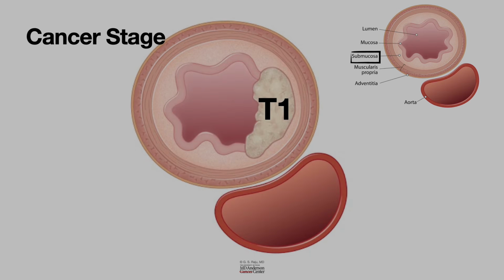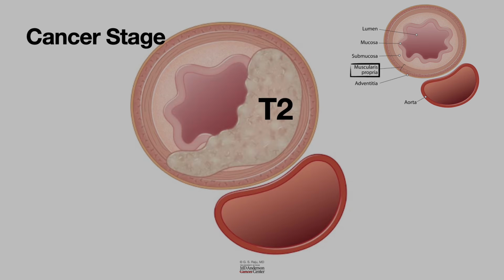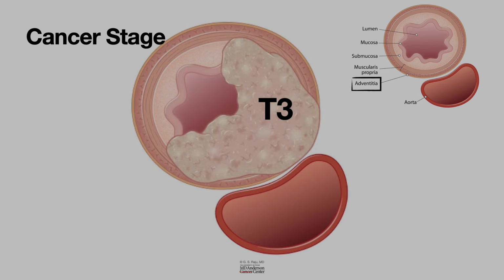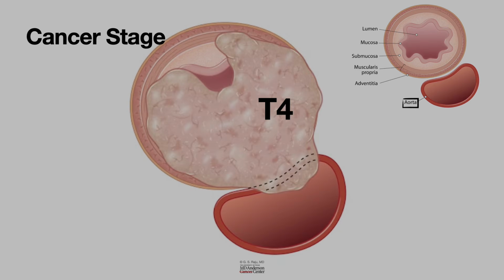So here is cancer that's gone into the submucosa, that is T1. If it touches the muscle and goes into the muscle, that is T2. If it goes through the muscle, that is T3. And then if it touches the adjacent organs, like an aorta, that is T4.